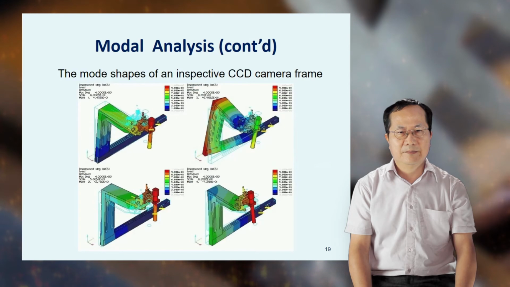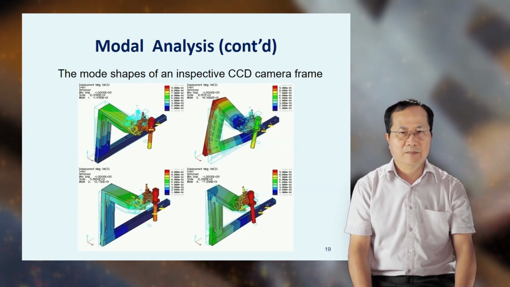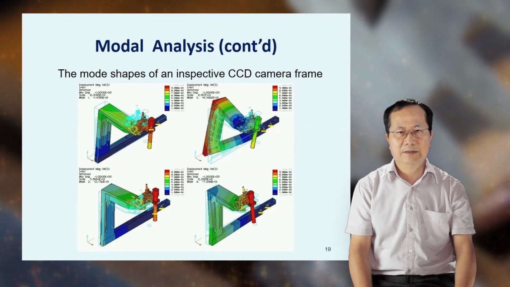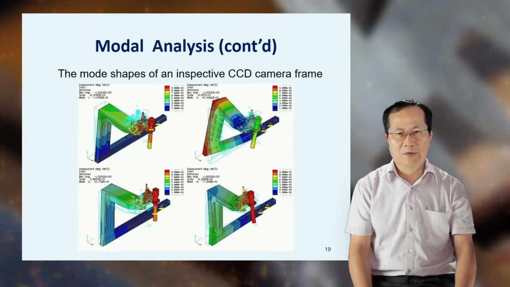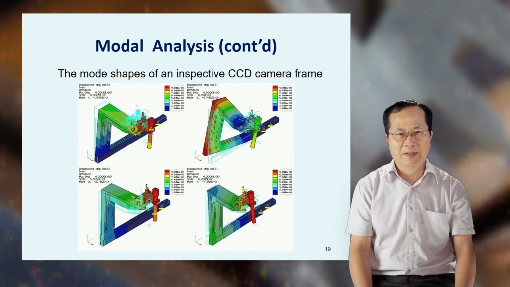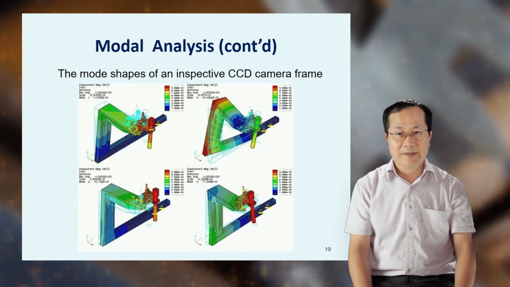Similarly, another example of mode shape is shown in the figure for an inspection CCD camera frame using modal analysis on ANSYS. The horizontal bending, torsional, and the vertical bending vibration modes of the CCD camera frame are visualized. Note that when performing a numerical approximation of a mathematical model, convergence of the parameters of interest must be ascertained. Do all the results make sense?